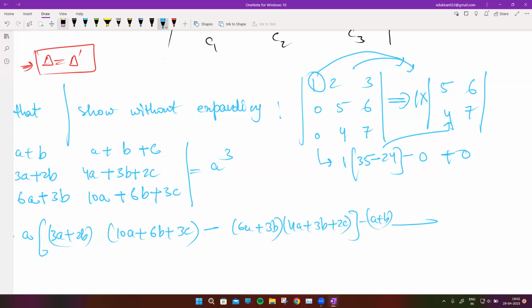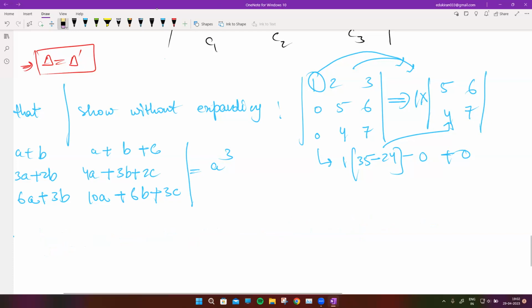So can you please do this? If you understood this, you can ask me any doubts. And if not, then please find out the value for this.